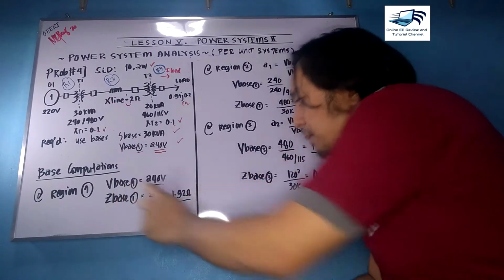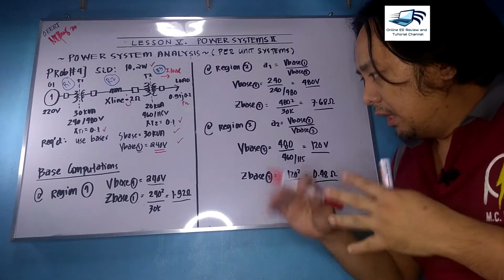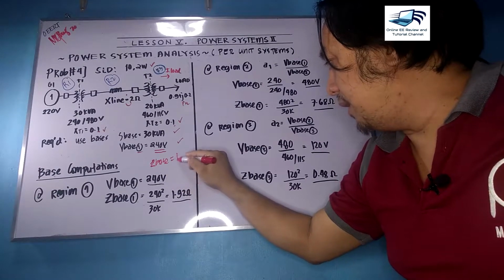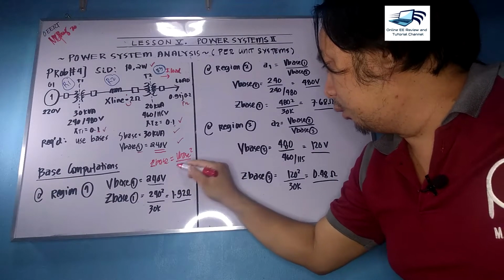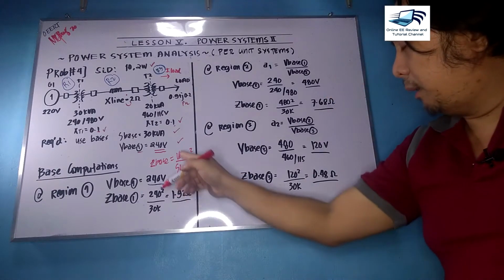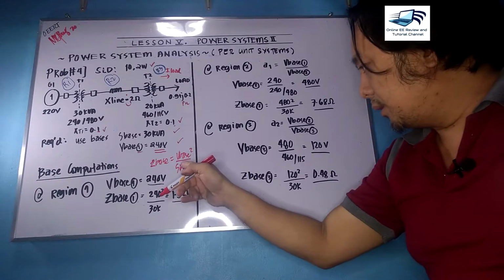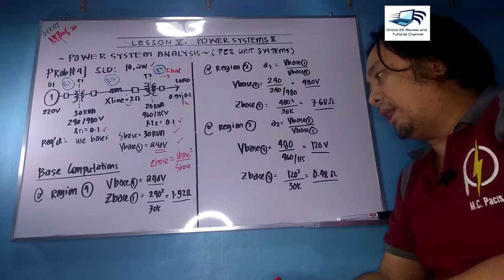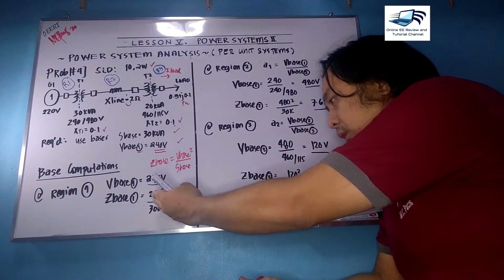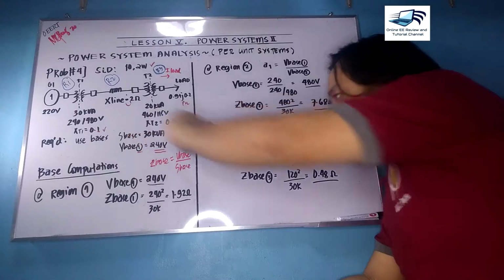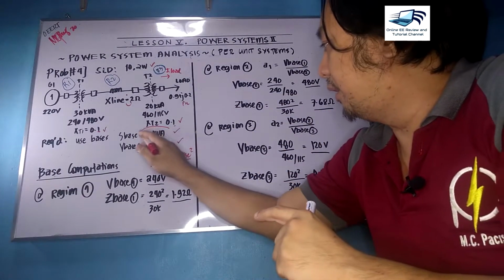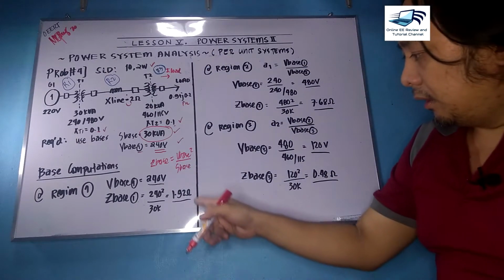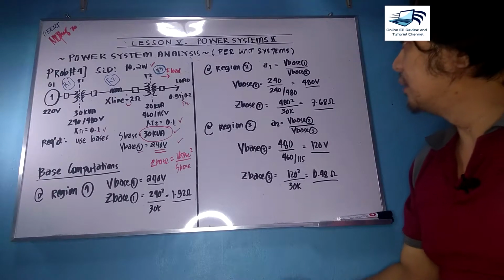Now in this case, you have V base 1 as 240. You can now get Z base here. Just recall, your Z base is V base squared all over S base. It can be either line to neutral, line to line, and S single phase, or S total. But since we have a single phase two-wire line, you have 240 squared all over 30 kVA, since you already have this given. Please take note that the S base is forever. That value will be the same from the input to the output. Doing so, you have 1.92 ohms.